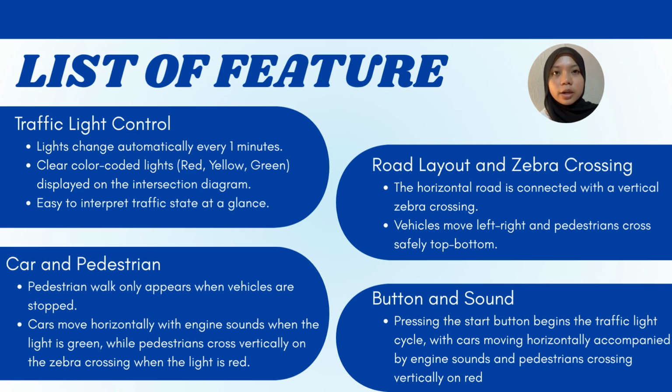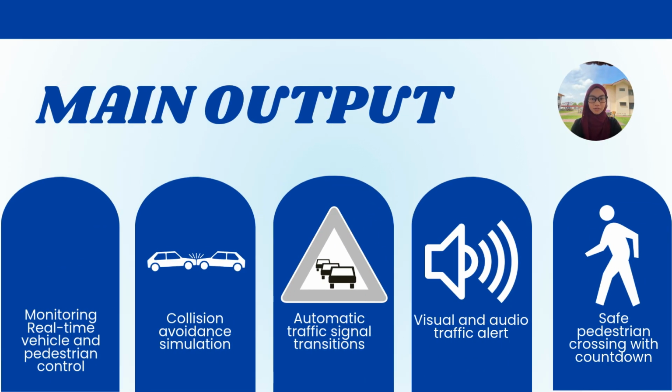Next, cars and pedestrians. Pedestrians walk only when vehicles are stopped. Cars move horizontally with engine sounds when the light is green, while pedestrians cross vertically on the zebra crossing when the light is red. Lastly, buttons and sounds. Pressing the start button begins the traffic light cycle, with cars moving horizontally accompanied by engine sounds and pedestrians crossing vertically on red.